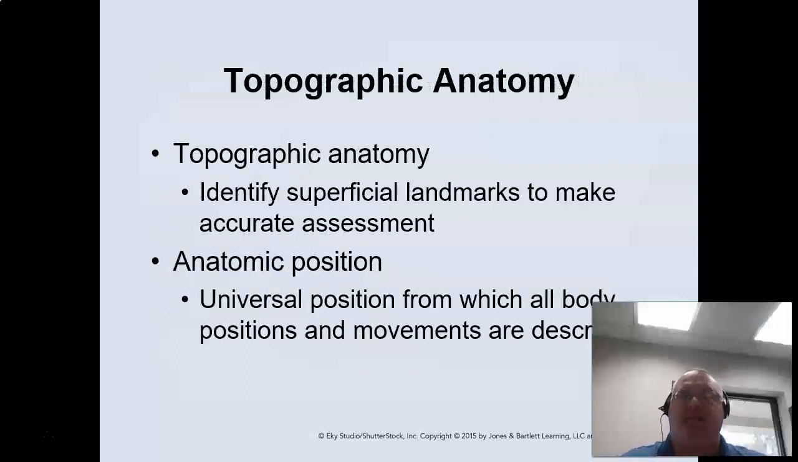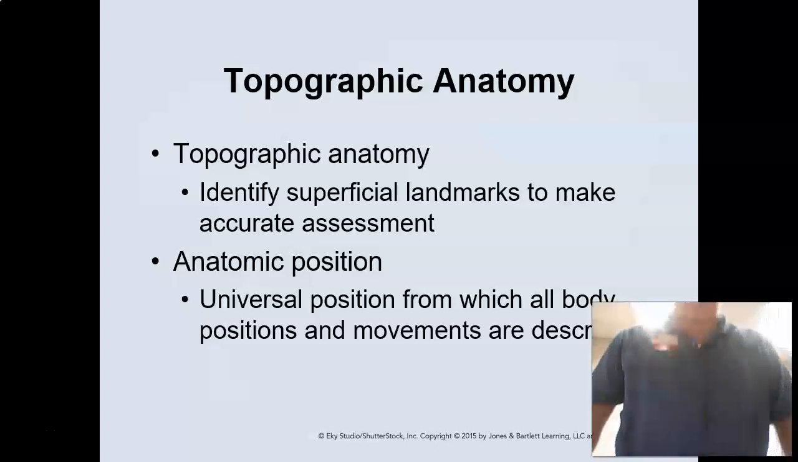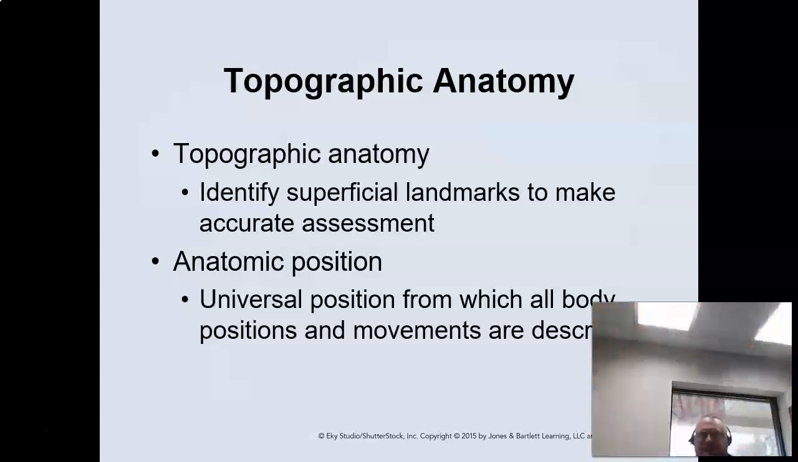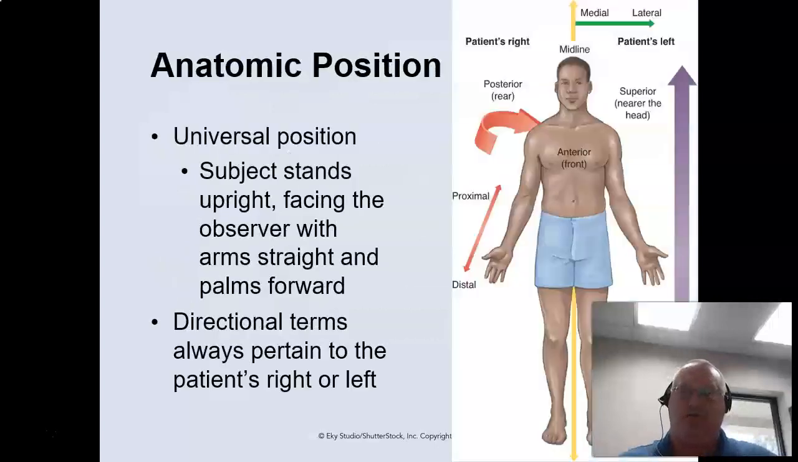So topographical anatomy identifies the superficial landmarks. Again, you've got a bump for your clavicle. That would be an example of a superficial landmark. Your xiphoid process at the very tip, another example. And then anatomical position, and by the way, everybody messes up this one. Anatomical position is facing forward with the palms forward, hands down at the side. So it's very important to understand anatomical position, because when we start talking about dorsal and ventral, that's what we're referring to as that base anatomical position.